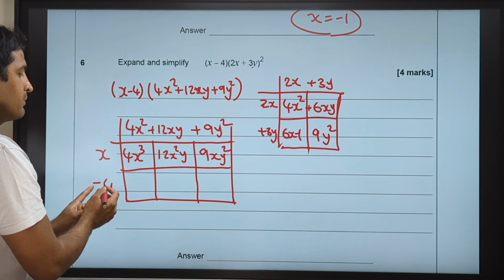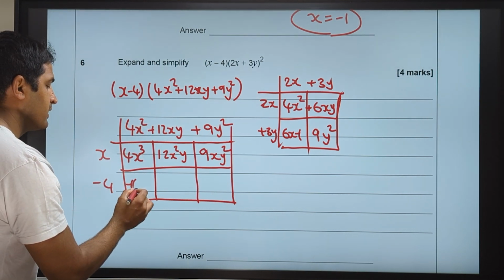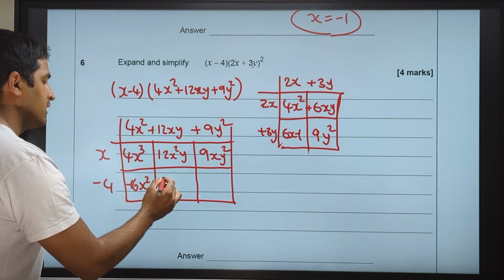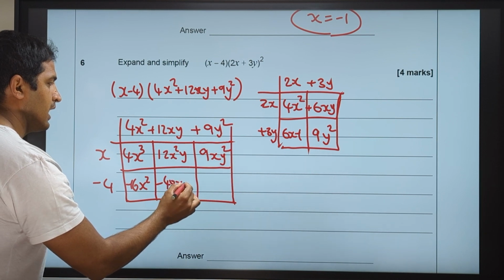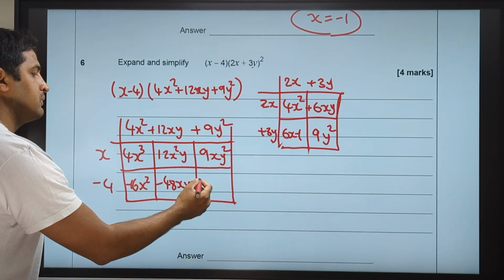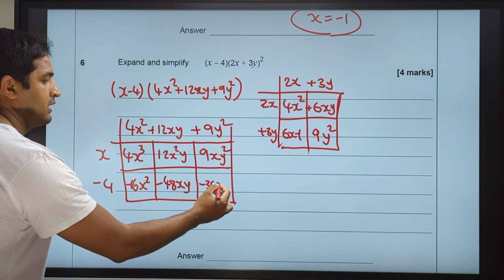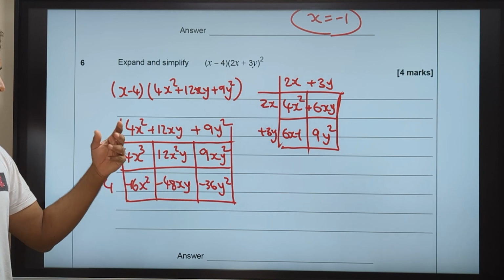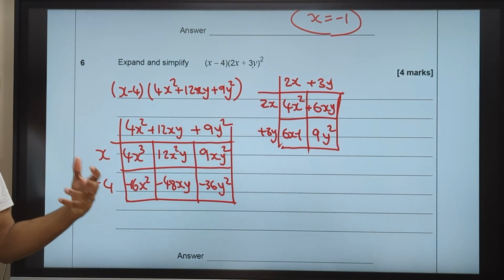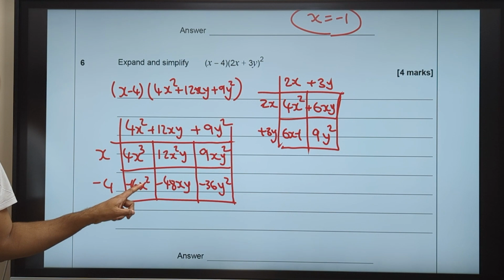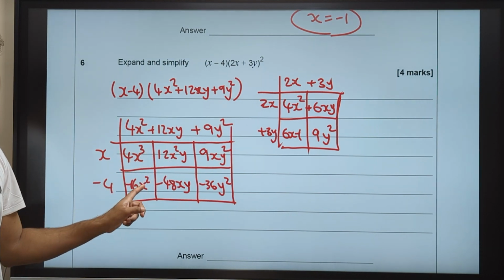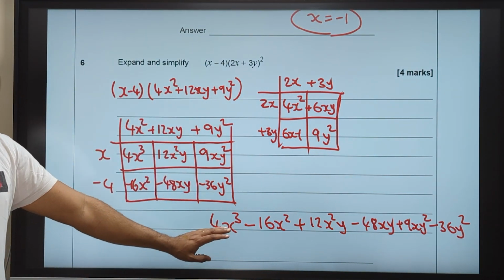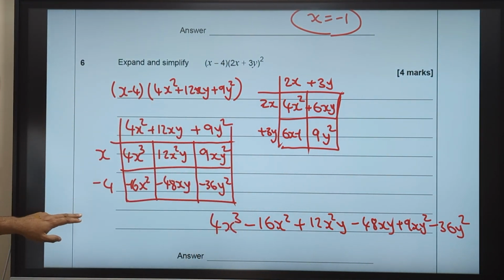4x squared multiplied by negative 4 gives you negative 16x squared. 12 times negative 4 gives you negative 48xy. 4 times 9 gives you 36, so you get negative 36y squared. Now we're going to have to add the repeat terms. If there are no repeat terms, then we have to move forward. Okay, so I go x cubed, x squared. That's the expanded and the simplified version of the entire thing that we get.